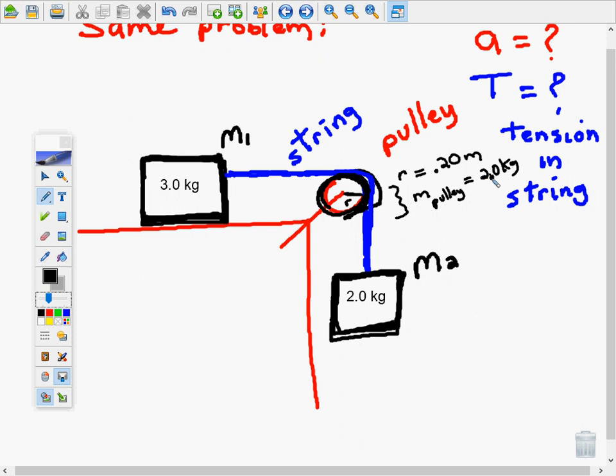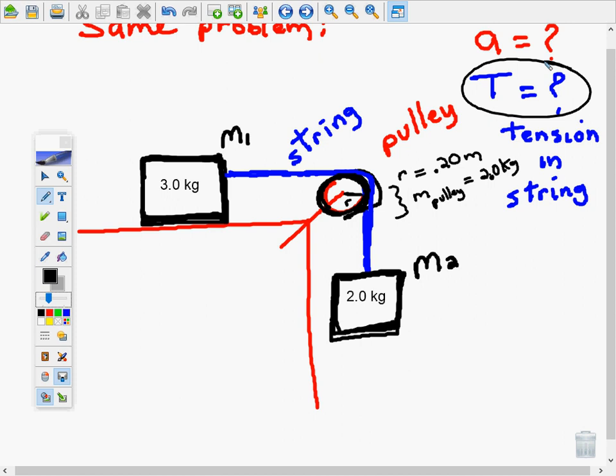So as soon as you see that additional information was given about the pulley, then you recognize, oh, I've got to bring in the rotational stuff. I'm going to have to use Newton's second law of rotational style. Now, the first thing that this leads to is the fact that there's not going to be just one unknown tension force.